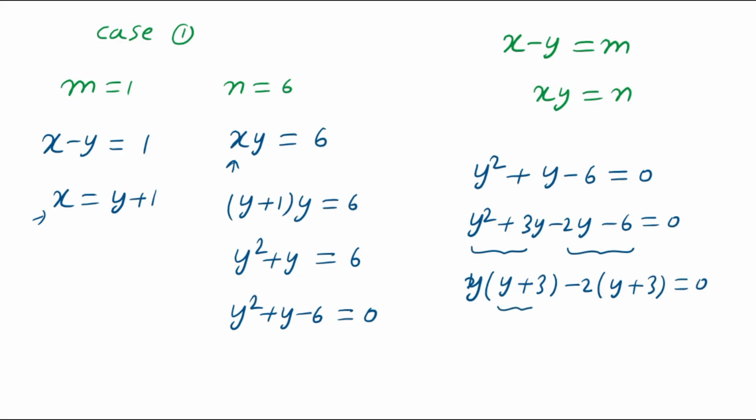Here y plus 3 and here y plus 3 is common. If we take common y plus 3 on the left hand side, then you will get y minus 2, and this is equals to 0. We have y plus 3 times y minus 2, this is equals to 0.